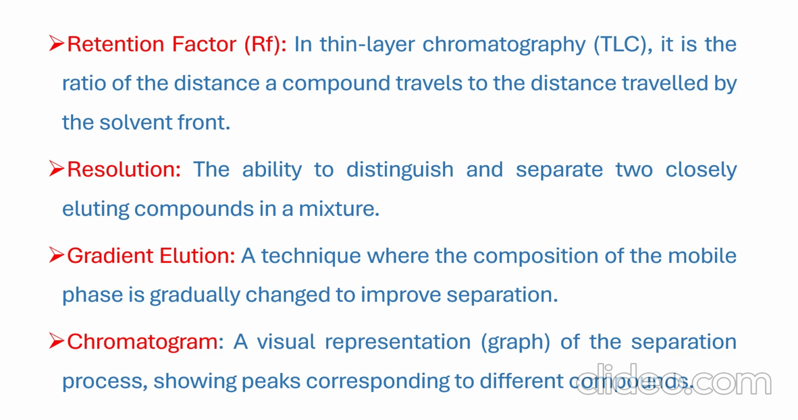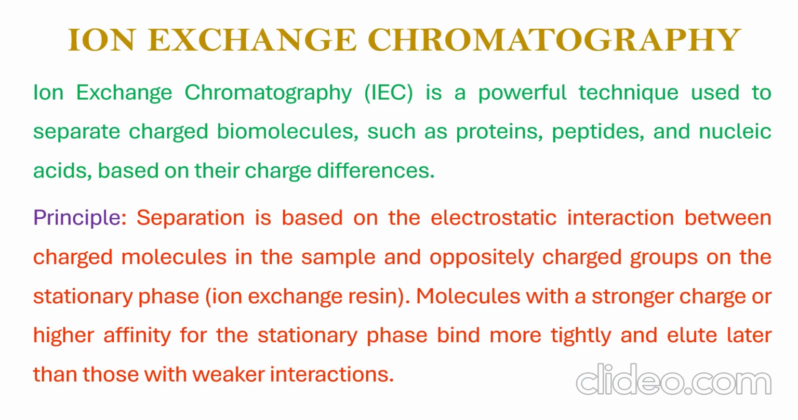Gradient elution is a technique where the composition of the mobile phase is gradually changed to improve separation. It is common in HPLC, that is high performance liquid chromatography. Chromatogram, a visual representation of the separation process showing peaks corresponding to different compounds. Now let's see ion exchange chromatography.